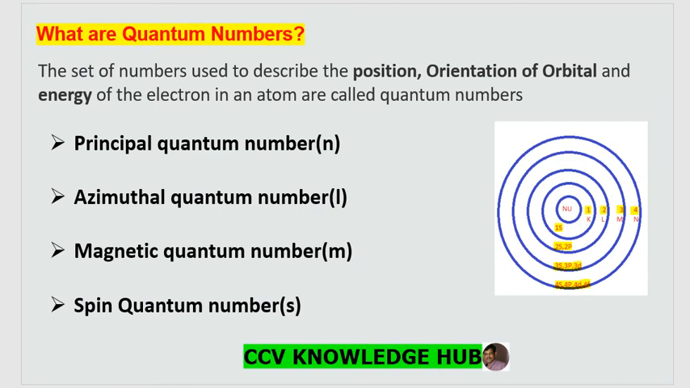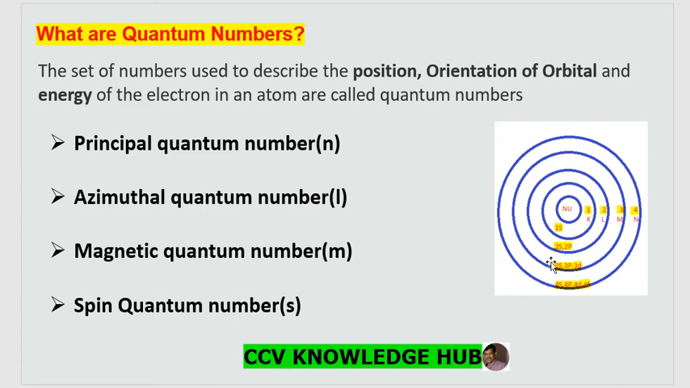So what are quantum numbers? The quantum numbers are the set of numbers used to describe position, orientation of orbitals and energy of the electron in an atom. The main thing here, by using quantum numbers, we can find position of electrons and orientation of the orbitals and energy of the electron in a particular shell, how much it is there.